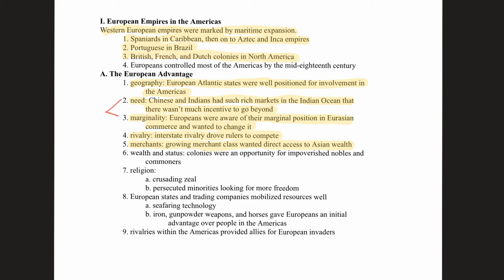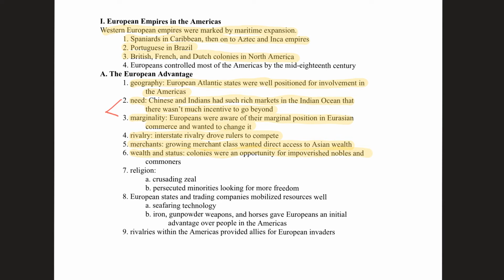And you're going to pay it because you want those cool things coming from the East. Well, these merchants here are going to want to try to find a way to go around those Muslim traders and those Venetian traders to get direct access to the cool stuff that everybody wants coming out of Asia.